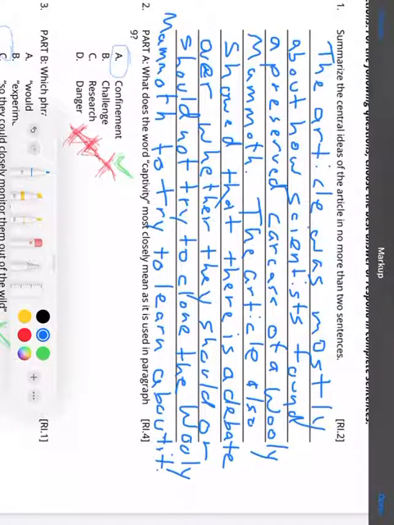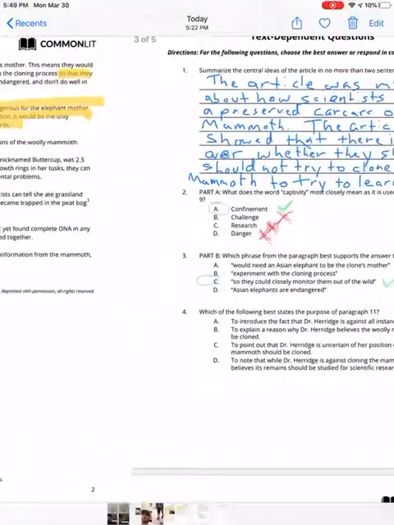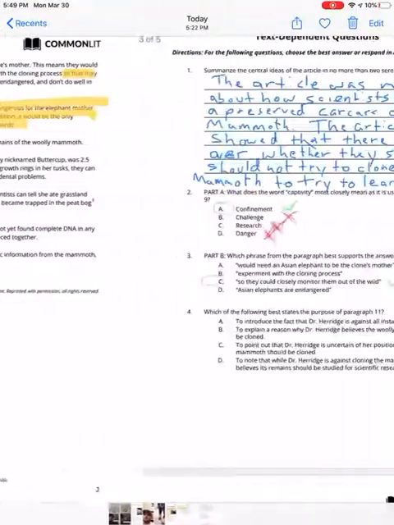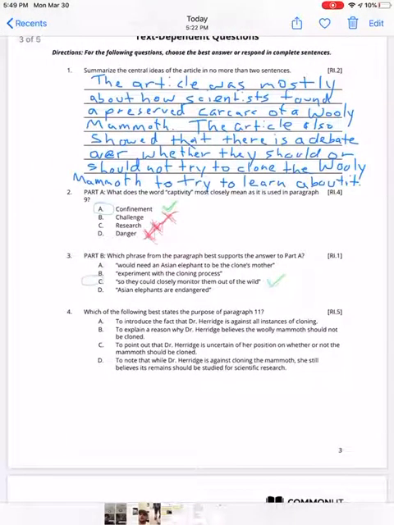Two sentences, the central idea. What was the passage mostly about? The article was mostly about how scientists found a preserved carcass of a woolly mammoth. The article also showed that there is a debate over whether they should or should not try to clone the woolly mammoth, to try to learn about it. Okay? Out of everything that I've highlighted, that supports those.